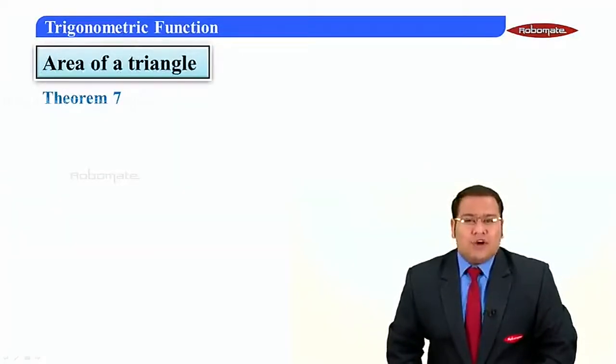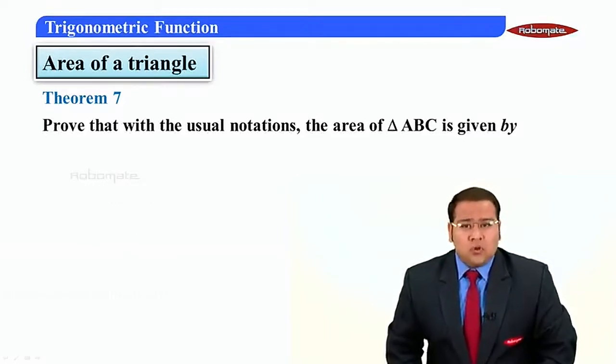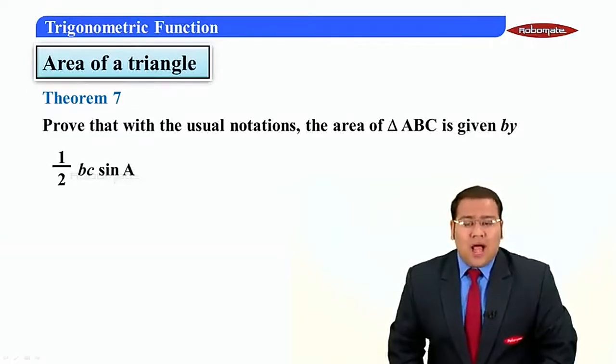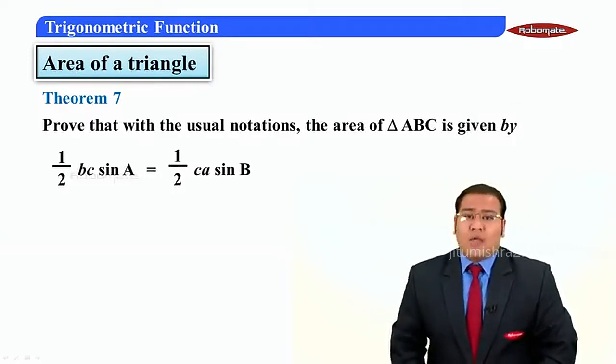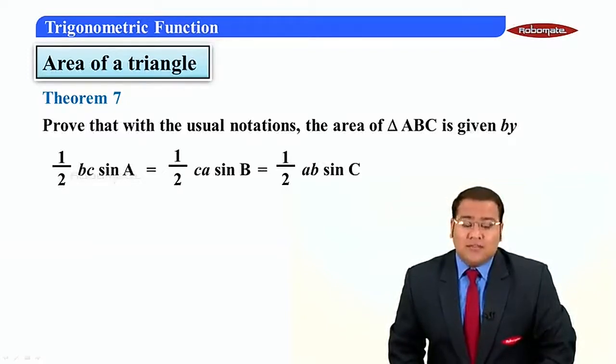So, what is area of a triangle? We have to show that with the usual notations. Area of a triangle ABC is given by half into BC sin A, which is equal to half into CA sin B, and which is also equal to half into AB sin C.